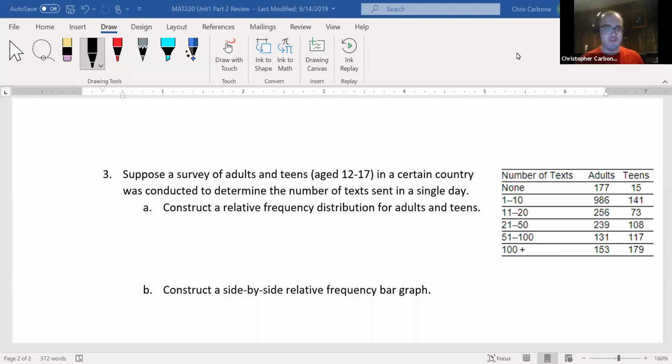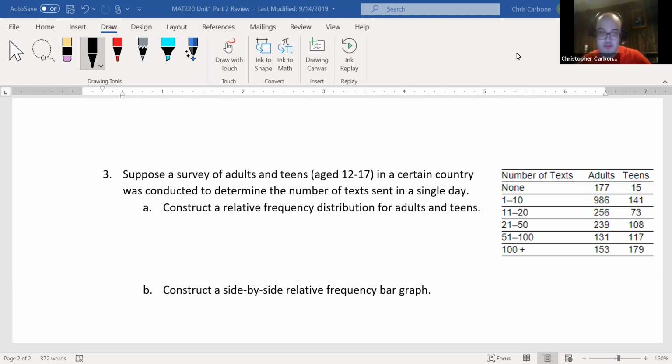Welcome to part 2 of the Unit 1, Part 2 review. Here we are presented with a table. Suppose a survey of adults and teens aged 12 to 17 in a certain country was conducted to determine the number of texts sent in a single day. And we first want a relative frequency distribution for adults and teens according to this table.